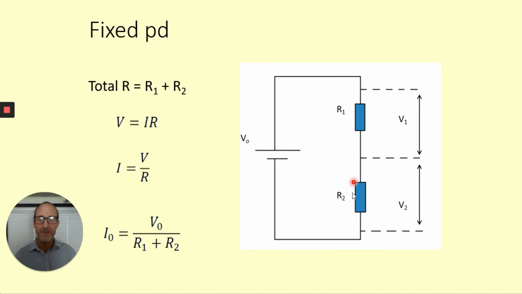Now, to find the total resistance of these two, just like we did when we did Ohm's law, the total resistance of this circuit is R1 plus R2, which you can see here. And to find, using Ohm's law, the current through that circuit would be VO divided by the total resistance, which would be R1 plus R2. So hopefully that makes sense.